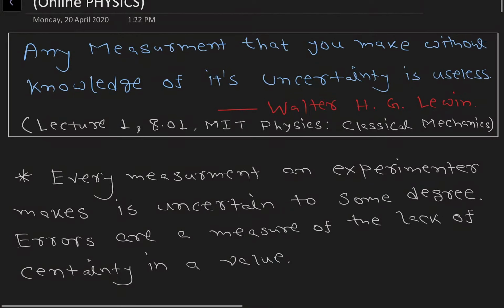So now first, let us come to an informal definition of error. Every measurement an experimenter makes is uncertain to some degree. The errors are a measure of the lack of certainty in the value.